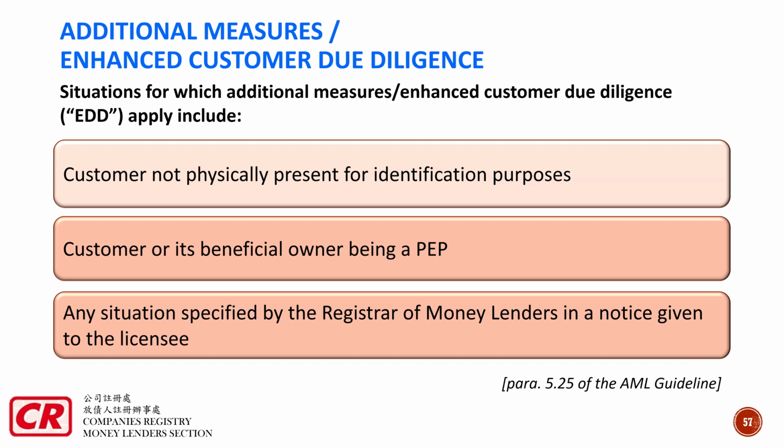For some high-risk situations, we need to apply additional measures or enhanced customer due diligence. These situations include when customers are not physically present for identification purposes, or where the customer or its beneficial owner is a PEP, or any situation specified by the Registrar of Moneylenders in the notice given to the licensee. The EDD measures applied should be commensurate with the nature and level of the money laundering and terrorist financing risk based on the higher risk factors identified by the licensee. The extent of EDD measures should be proportionate, appropriate, and should be able to be justified to the Registrar.